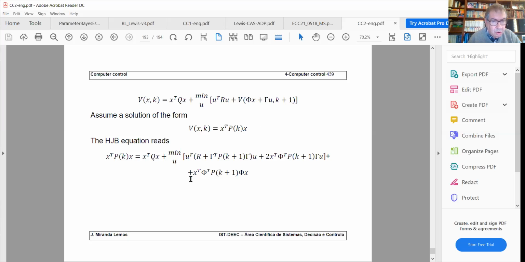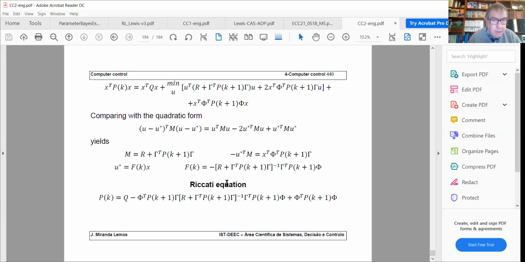So I have to minimize this with respect to u, but this is a quadratic form in u. You have here u transposed times a matrix that does not depend on u. This is a linear term in u, and this is a term that is independent of u. So what can we do? We can compute the gradient, or we can find the value of u that minimizes this term in this way.